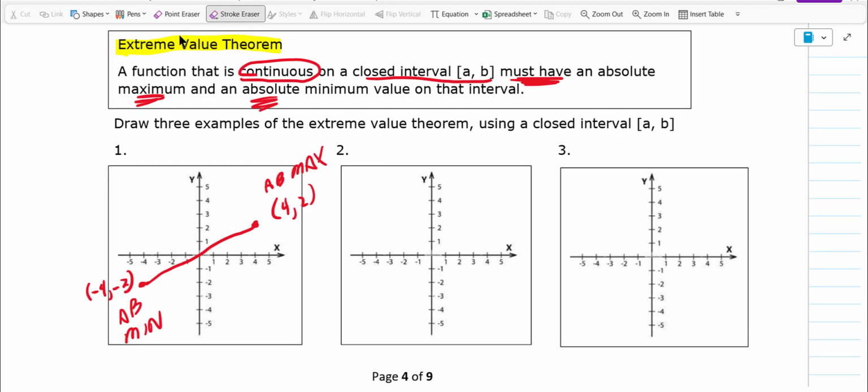Let's do another example. Let's say that you have the point (-5, 3), and let's say you have the point (5, 3). It doesn't matter what points you're using on this. The idea is it's closed. You couldn't have an open bubble on that. It's got to be closed. So there's all kinds of ways to connect those two dots. You could connect this like this.